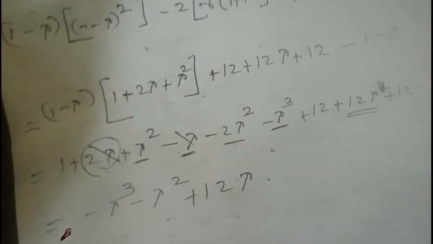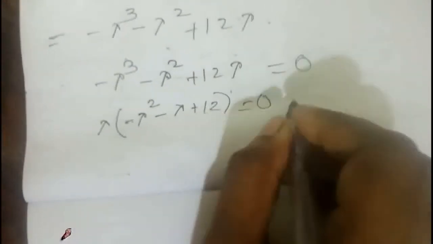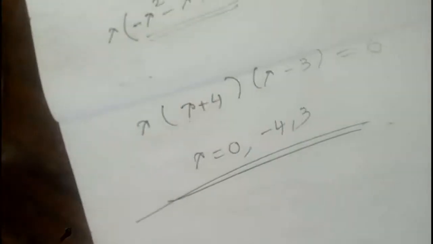One minus 1, 12 minus 12, 0. So we got minus lambda cube minus lambda square plus 12 lambda equal to 0. Then you can take lambda outside: minus lambda square minus lambda plus 12 equal to 0. We can solve this quadratic equation. We got lambda plus 4, lambda minus 3 equal to 0. So lambda equal to 0, minus 4 and 3. So eigenvalues are 0, minus 4 and 3.